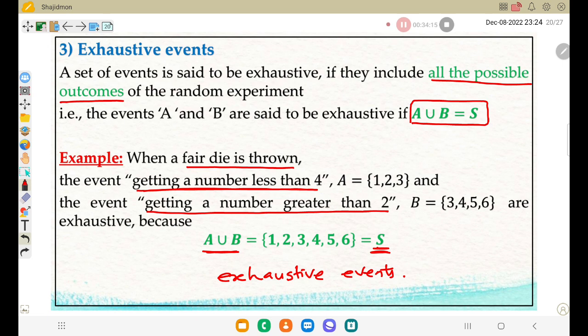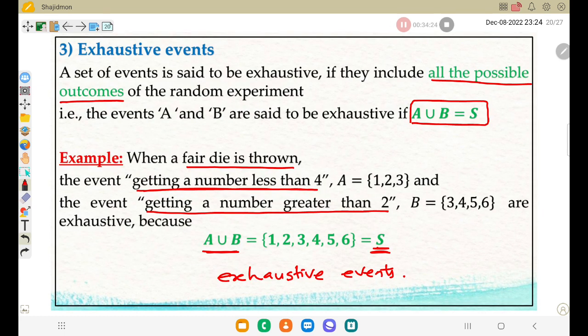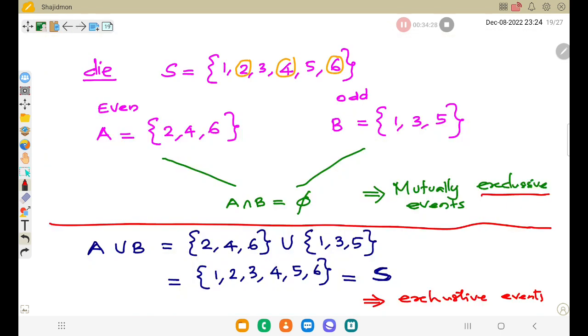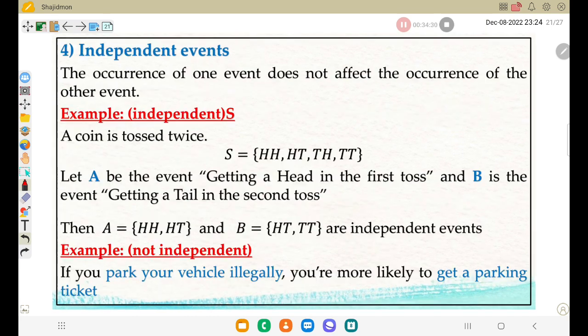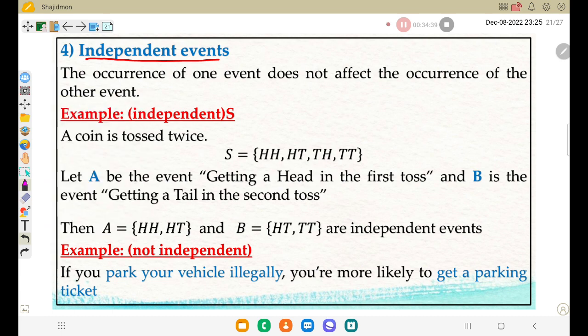Correct? So in this section there are many basic ideas. Okay, we are discussing them one by one. So we discussed the meaning of equally likely, mutually exclusive and exhaustive events. Now independent event. What is the meaning of independent event? Independent, the word itself makes the meaning clear. Independent, there is no relation. Correct? There is no relation. That is the meaning of independent event.